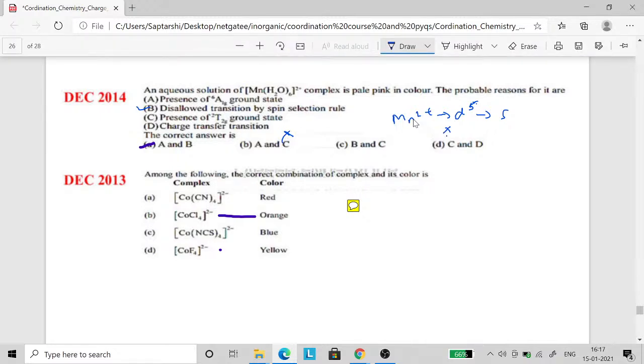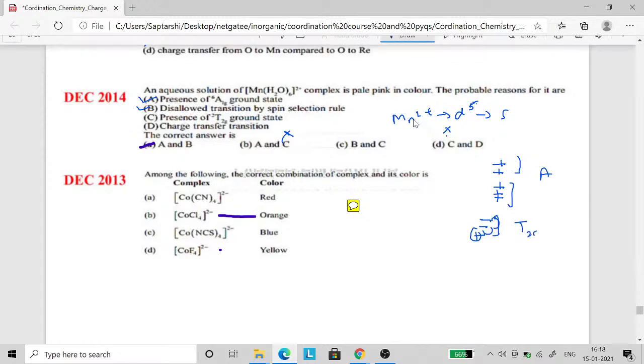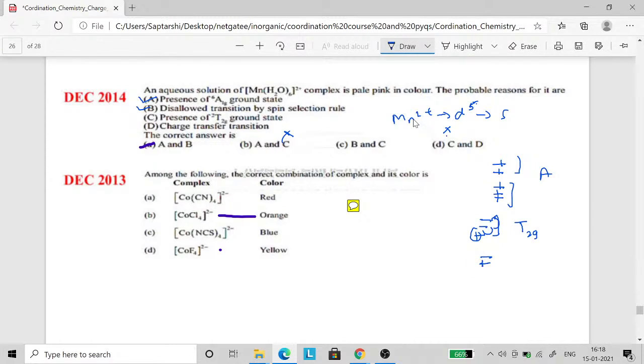C says presence of two T2 transitions. For this we have to know some concepts of the Orgel diagram, or maybe simple degeneracy rules. For d5 high spin, we can see that there's no degeneracy over here. No degeneracy means it has an A Mulliken symbol. So A and B is right. If there is a possibility of three-fold degeneracy, it can be over here, over here, or over here, so it can be three states, given by T2g or sometimes T1g. If it can be of two, over here or over here, it is given by E, simple, right?